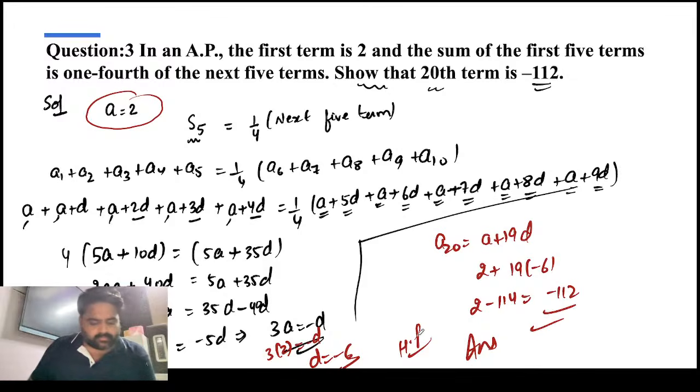Any doubt, guys? Any doubt, guys, related to this one?